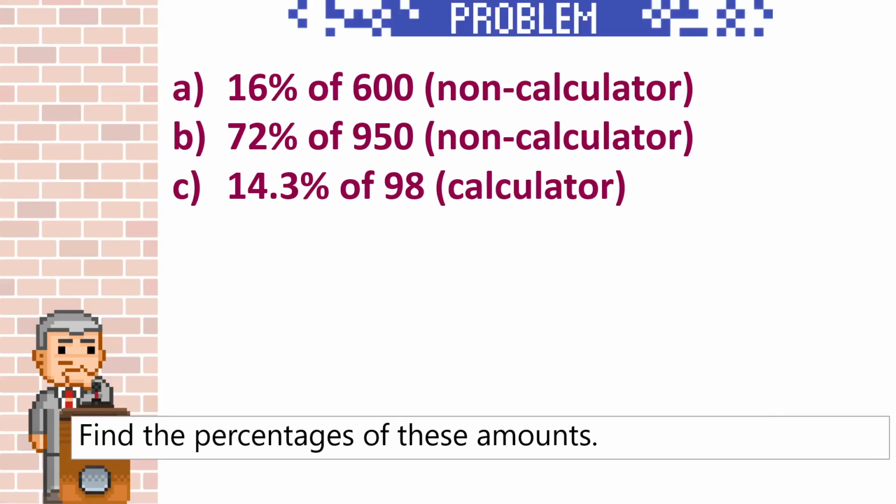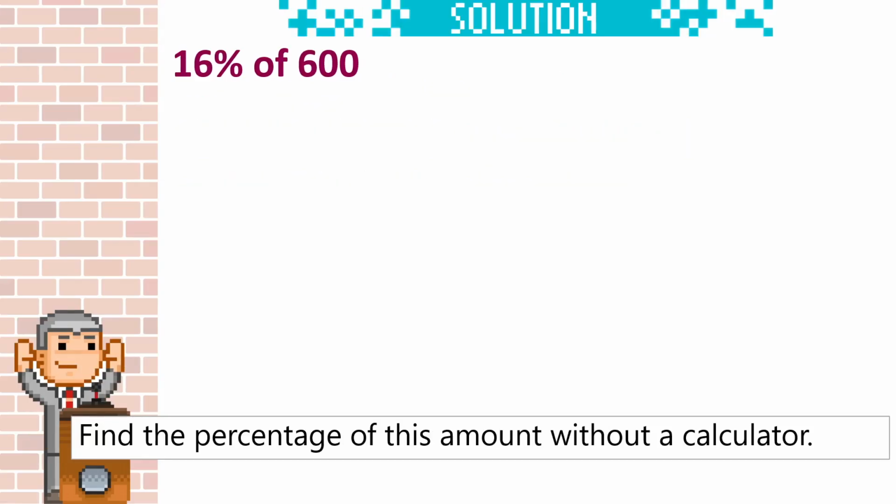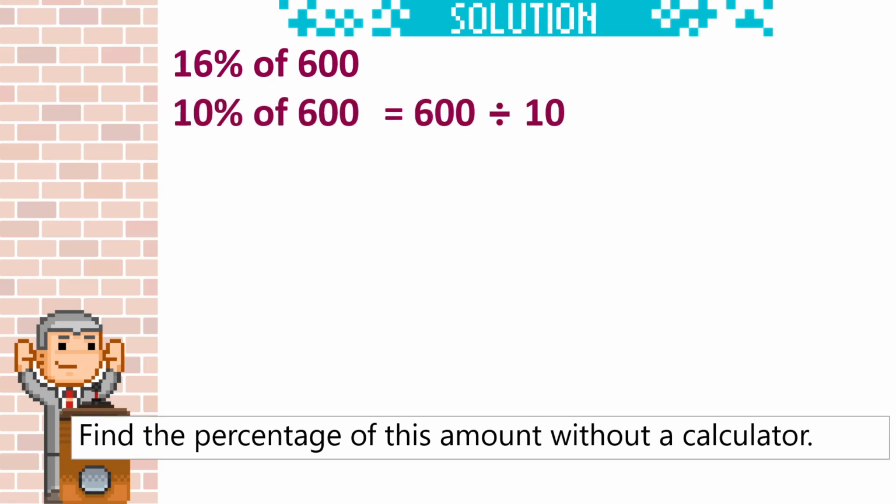Let's go through these questions. To find 16% of 600, we're going to first of all need to find 10%. We can do this by dividing the 600 by 10. Next, we'll need to find 5%. To find 5%, all we need to do is halve the 10%.